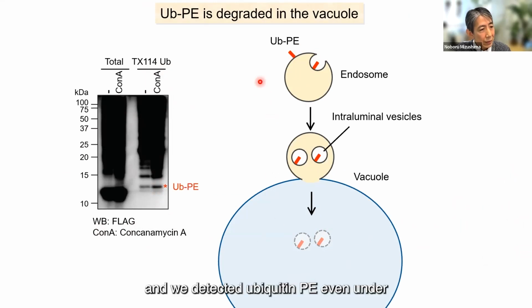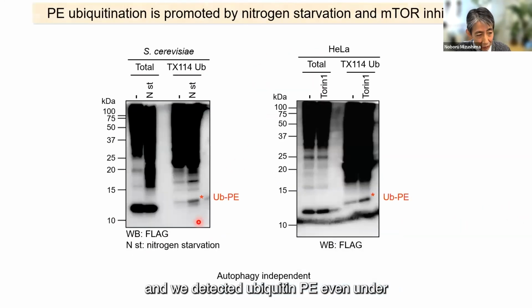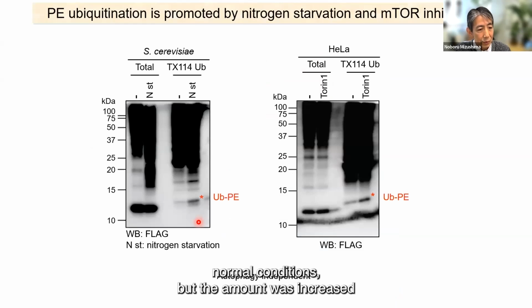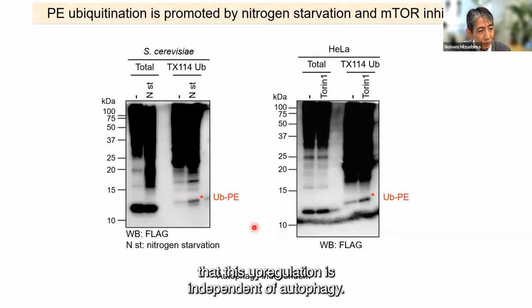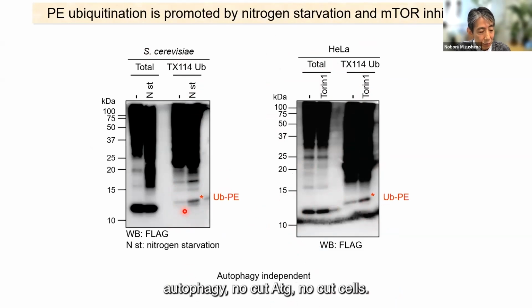And we detected ubiquitin PE even under normal conditions, but the amount was increased after nitrogen starvation in yeast and mTOR suppression in HeLa cells. So although these two conditions can activate autophagy, we confirmed that this upregulation is independent of autophagy. We observed the same thing in autophagy knockout, ATG knockout cells.